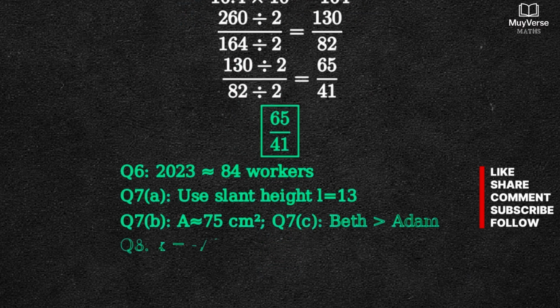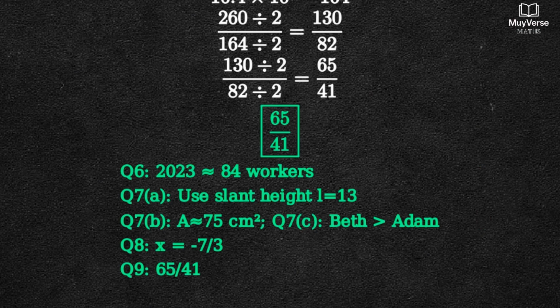Recap. We completed the time series and estimated 2023 as 84 workers. We identified Beth's mistake and computed Adam's base area estimate as 75 square centimeters. Beth's estimate is larger. We solved x equals negative 7 over 3 and simplified the fraction to 65 over 41.